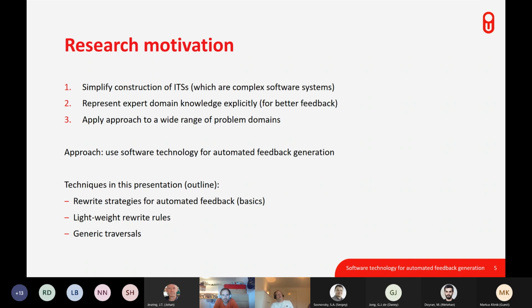So in this presentation, I'm going to briefly present a couple of techniques from software technology that I have been using to build these kinds of intelligent tutoring systems. And these techniques are rewrite strategies for generating automated feedback. I'm going to say a bit about embedding lightweight rewrite rules in these kinds of systems. And I'm going to say a bit about generic traversals over terms that we have in these intelligent tutoring systems.